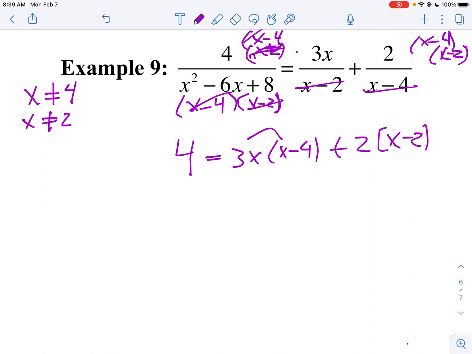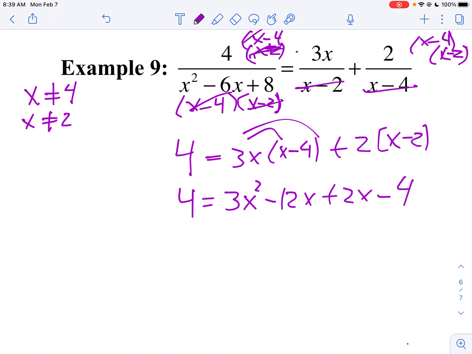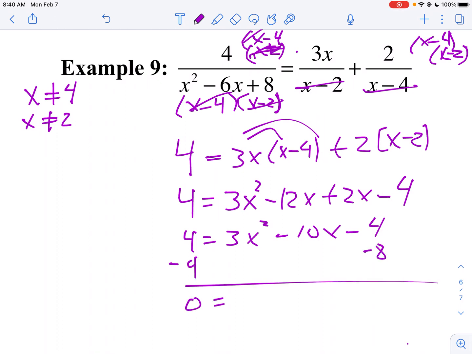Now we distribute. So we get 4 equals 3x squared minus 12x plus 2x minus 4. Well, let's simplify that a little bit more. So 4 equals 3x squared minus 10x minus 4. What I'm going to do is subtract 4 from both sides. So then I get 0 equals 3x squared minus 10x minus 12.